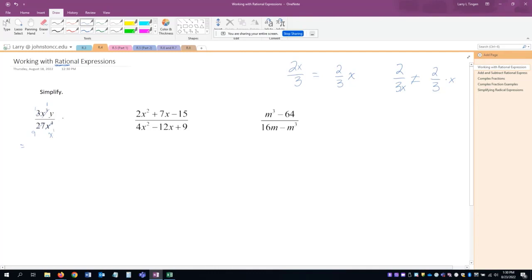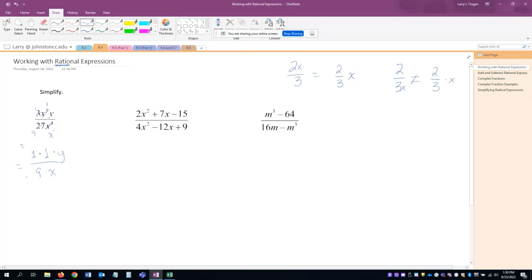When I'm dividing the same base with different powers, I subtract the powers, right? So x to the 4th divided by x cubed leaves me x to the 1st. Y is still in the numerator. It's not in the denominator. It's not going to simplify out. So what are my remaining factors? I have 1 times y in the numerator. The denominator, I have 9 times x.